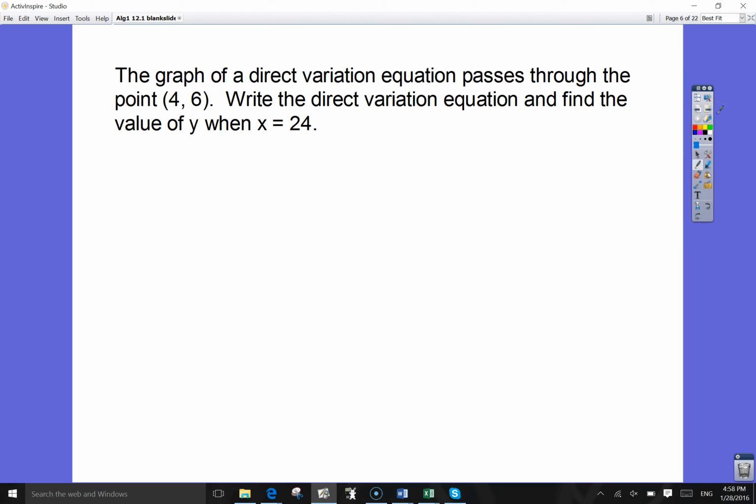Okay, the graph of a direct variation equation passes through the point 4, 6. Write the direct variation equation and find the value of y when x equals 24. So we need to come up with the equation of a line that is a direct variation and goes through the point 4, 6. Okay, well, let's see. Just to see what I'm looking at here, the point 4, 6 is about right there.